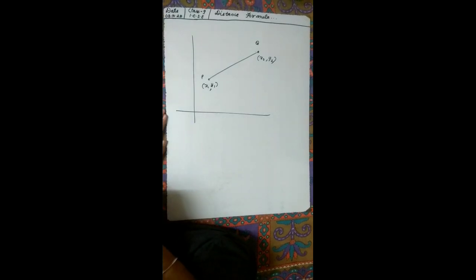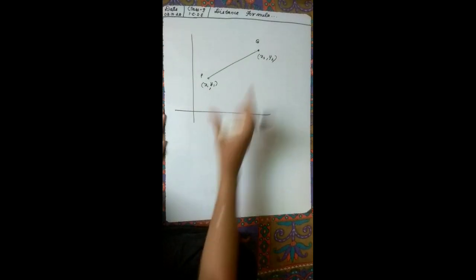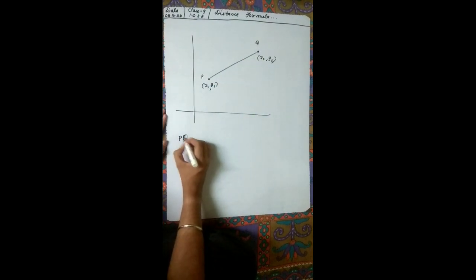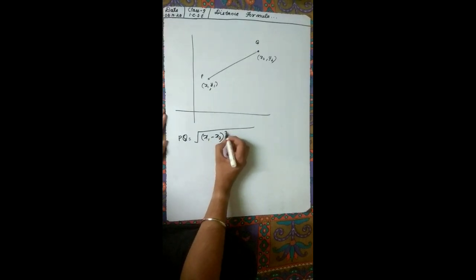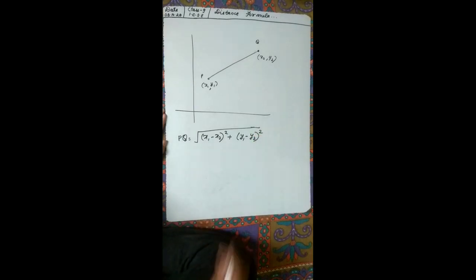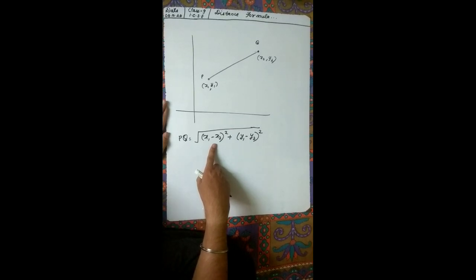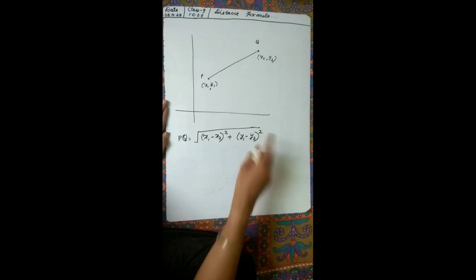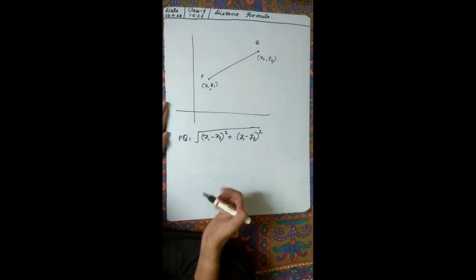But if we want to solve it algebraically, we have one specified formula to find the distance between these two points. PQ is given by the square root of (x1 minus x2) the whole square plus (y1 minus y2) the whole square. That means if you take the difference of the x coordinates and square it, plus the difference of the y coordinates and square it, you will get the distance between points P and Q.